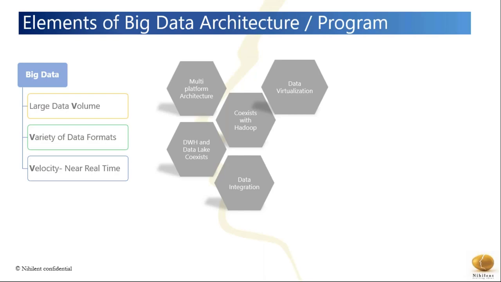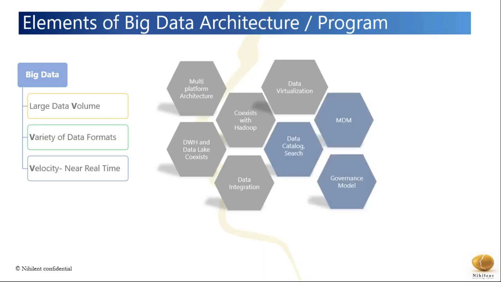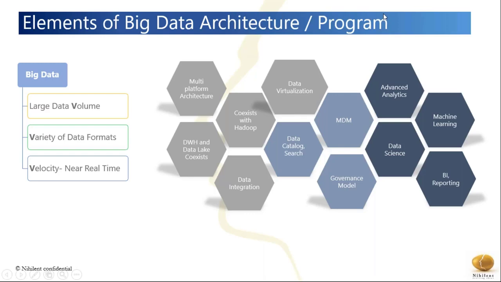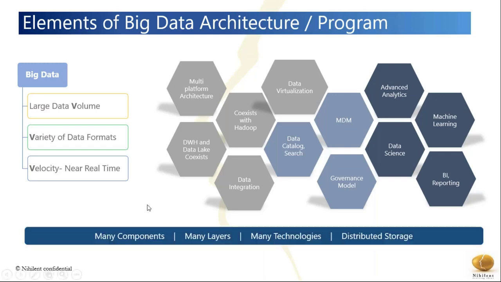Naturally, if it is going to be a multi-platform architecture, then we're going to require some kind of governance model, probably assisted by master data management and data catalog and search. Because this is a big data platform, we're also going to have lots of advanced analytics, with a data science team doing their research work. Then there's going to be a lot of machine learning, and obviously business intelligence and reporting. So in a nutshell, a big data program is going to have many components, many layers, and many technologies.